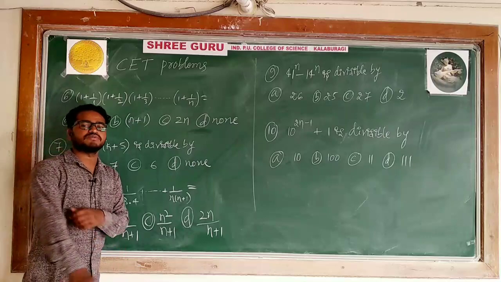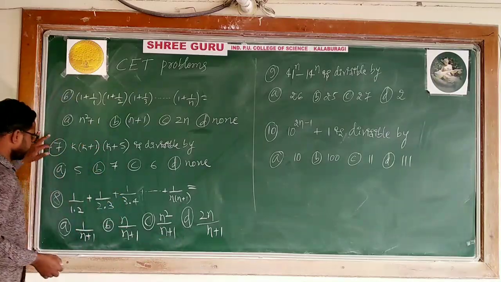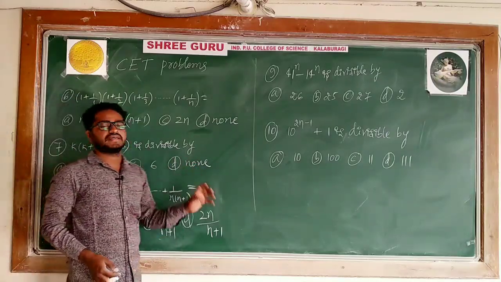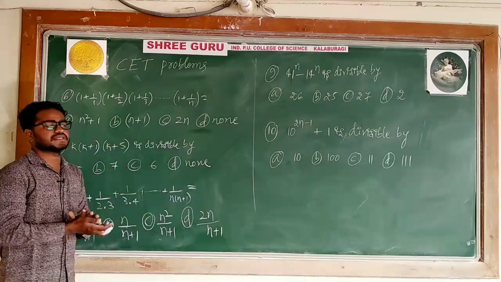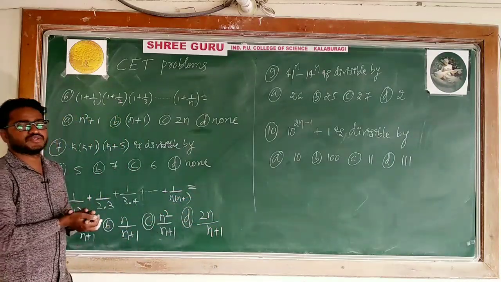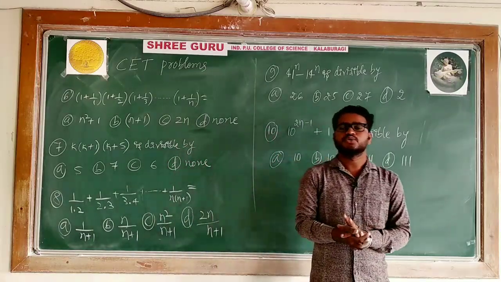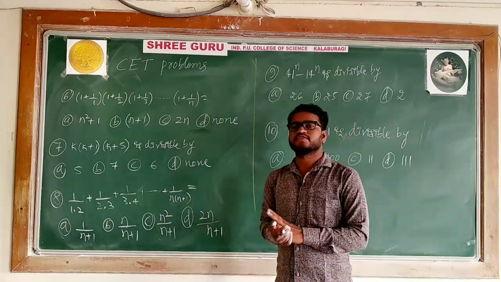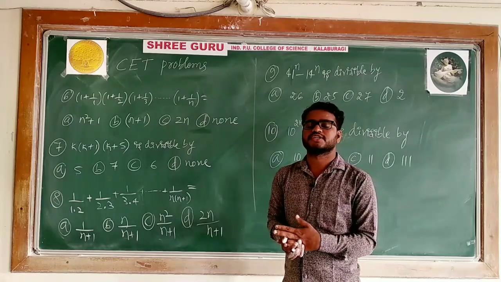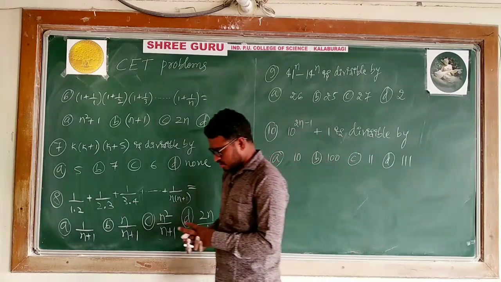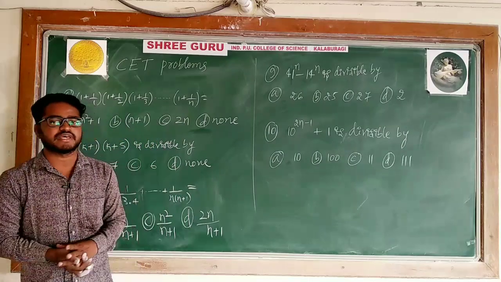Now some more CET-oriented problems: 6th, 7, 8, 9, 10. I solved 5 problems, and now I am taking another 5. You have the CET book, and using it you can solve so many problems. Try to solve them yourself, otherwise you can follow the solution, and according to that you can decide which one is the option. So these are the last 5 problems I am discussing here.